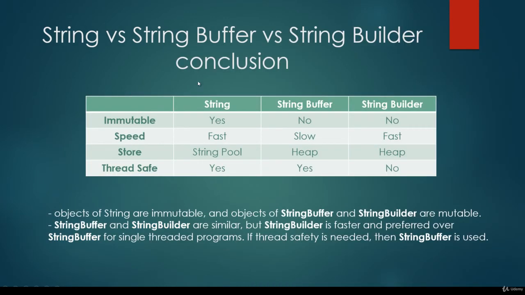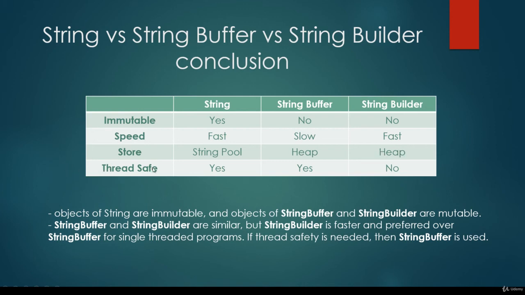Okay, so let's take a look at the comparison of String, StringBuffer and StringBuilder. Strings are immutable, but StringBuffer and StringBuilder are not. As far as speed is concerned, manipulating strings is quite fast. It is not that memory efficient, but anyway, manipulating a string is quite fast. Manipulating a StringBuffer is slow because it is thread safe, but manipulating a StringBuilder is fast again. Strings are stored in the string pool. StringBuffer and StringBuilder objects are stored outside the scope of the string pool, in some location of the heap memory.